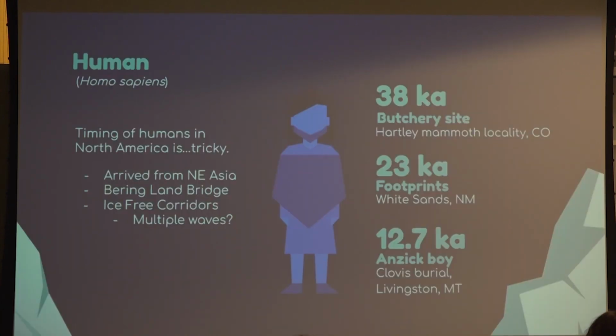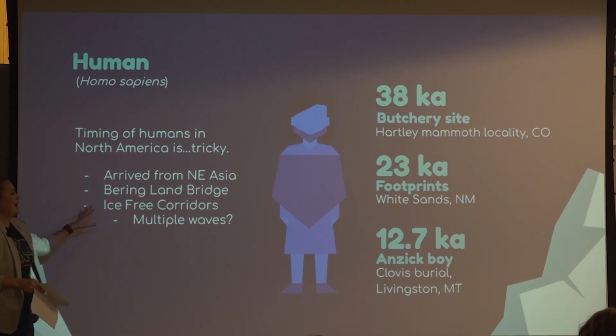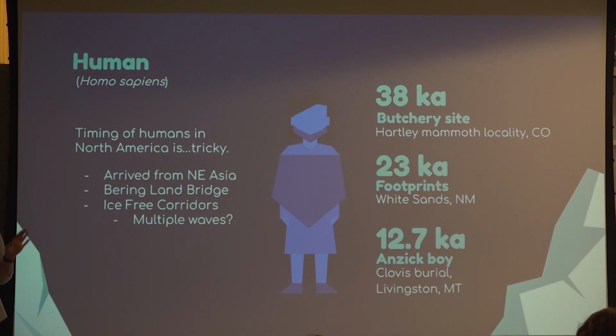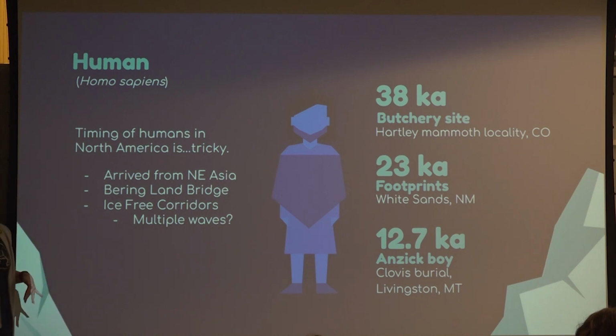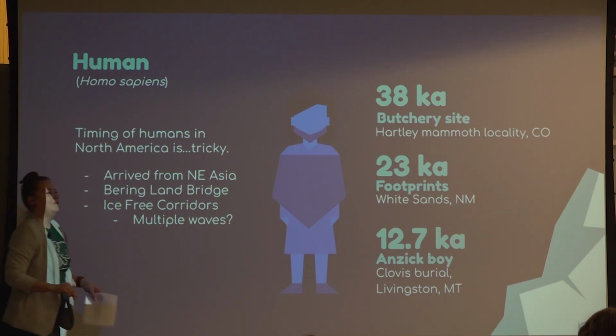Now, let's talk about us for a while. Humans. The timing of humans in North America is very tricky, and I actually just had to update this talk because some very cool new research has come out just this month. So this is brand new, hot off the press, if you will. So we know that they arrived from Northeast Asia across the Bering Land Bridge, and they probably moved through ice-free corridors. Now the question is, how many waves were there? And how many waves survived into our modern population? So here's the big new news right now.